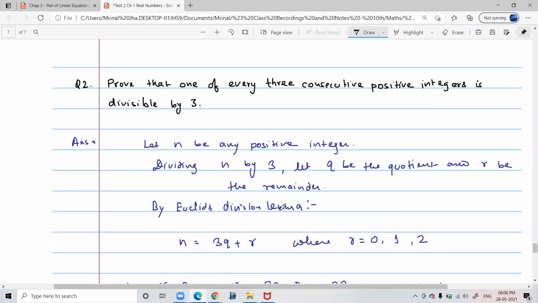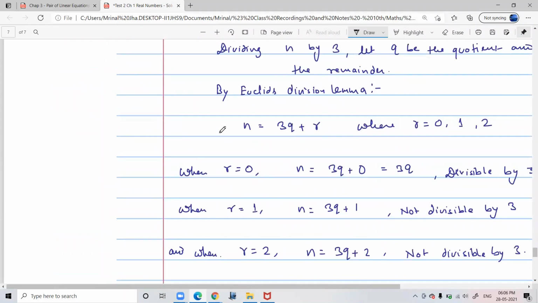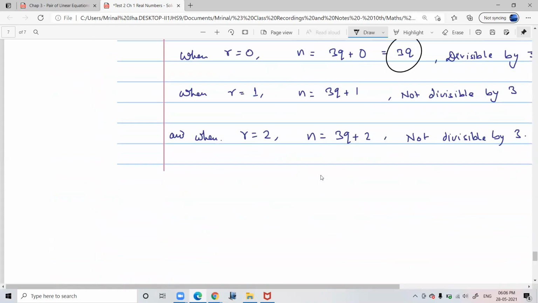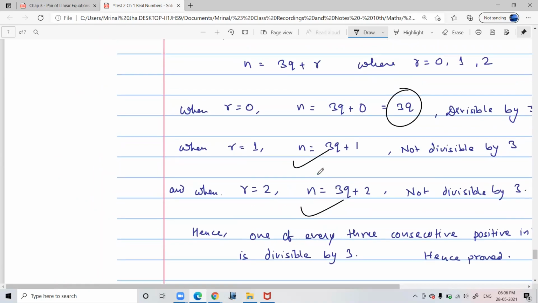So, one of every 3 consecutive integers is divisible by 3. We show that n can be represented in 3 ways, and out of these 3 ways, only one of them, this 3q, is divisible by 3, and the rest are not divisible by 3. These are consecutive numbers, no? 3q, 3q plus 1, and 3q plus 2. These are the 3 consecutive numbers.